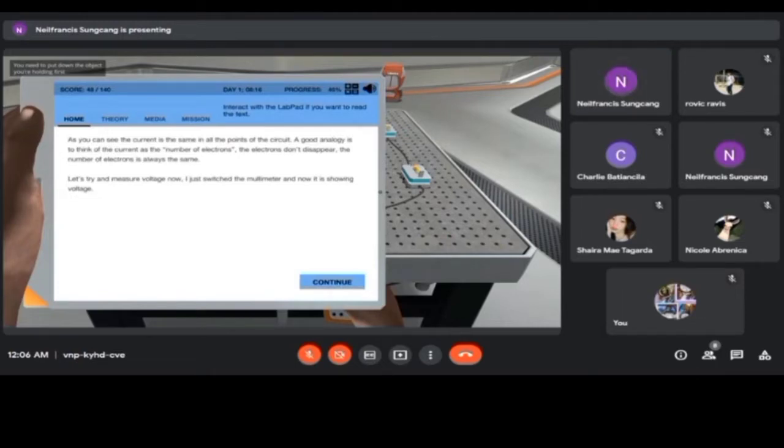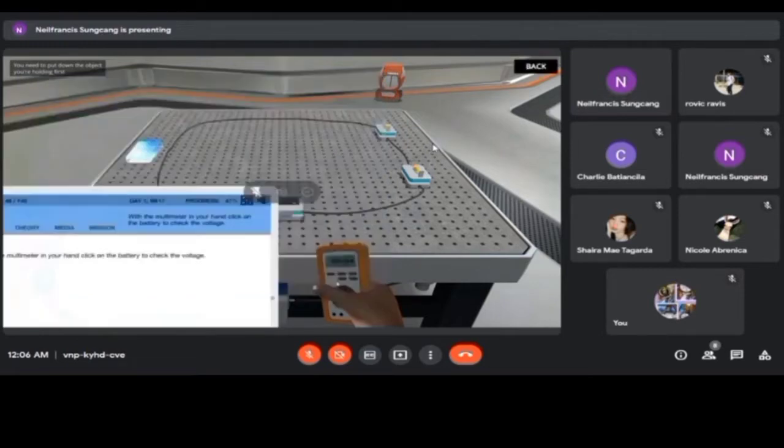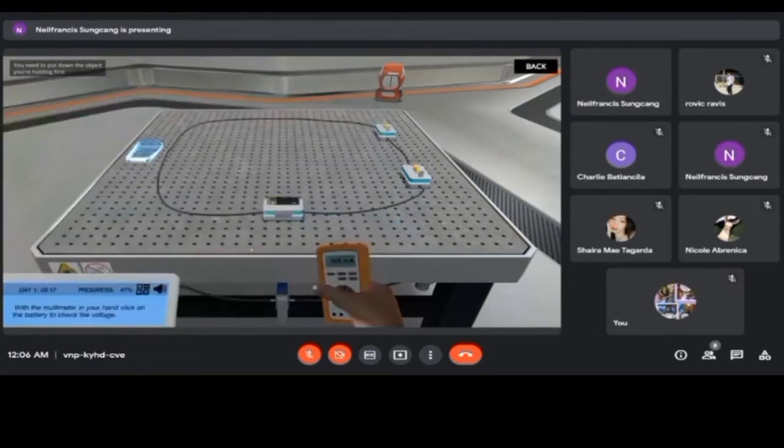A good analogy is to think of the current as the number of electrons. The electrons don't disappear, the number of electrons is always the same. Let's try and measure voltage now. I just switched the multimeter and now it is showing voltage. With the multimeter in your hand, click on the battery to check the voltage.